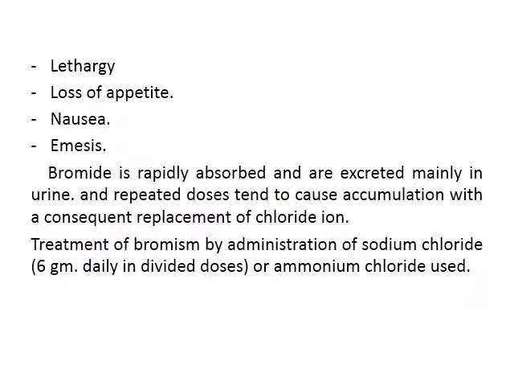Bromide is rapidly absorbed and excreted mainly in urine, and repeated doses tend to cause accumulation with a consequent replacement of chloride ion. The treatment of this intoxication is by administration of sodium chloride, 60 grams daily in individual doses, or ammonium chloride may be used.